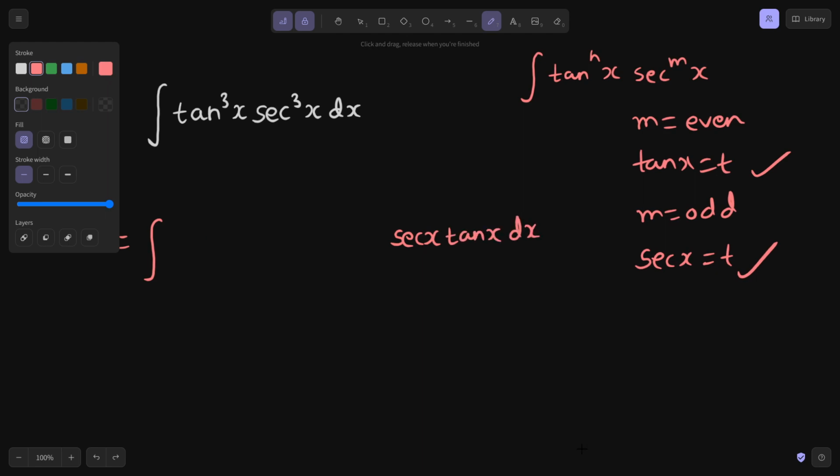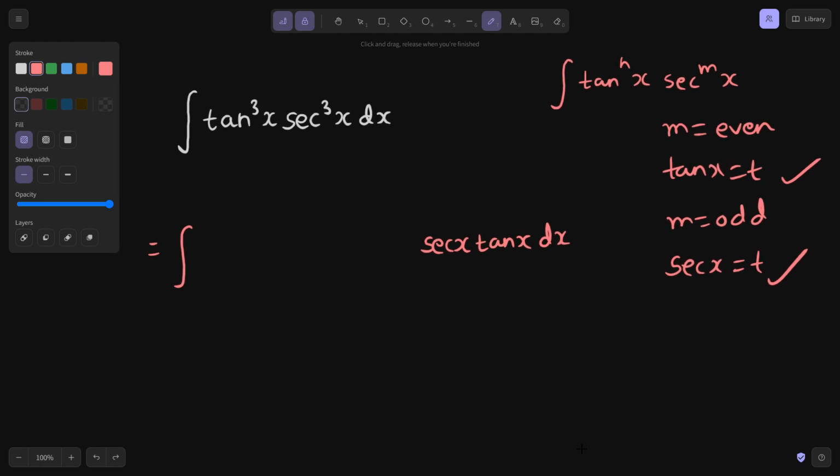I already have 3 powers of secant, I took 1 power. I already have 3 powers of tan, I took 1 power and wrote it here. Now I am left with 2 powers of tan, which is tan square x. Now tan square x I can always write as secant square x minus 1, because everything I want in terms of secant now. And the 2 secant which were left from here, I can write as secant square x. Now the stage is set.